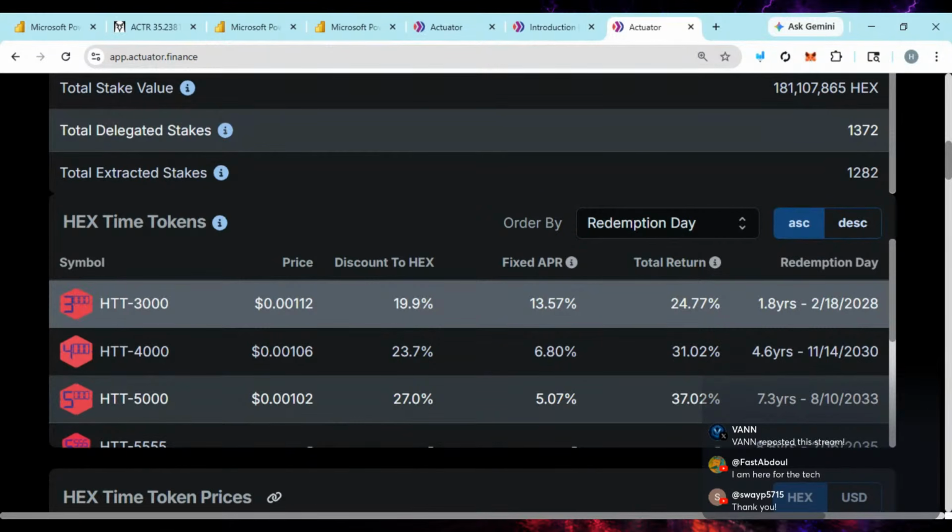And in crypto, some of these numbers are usually so close together, maybe it doesn't matter, but the discount, when we do the math on it, is about 19%. So we know that day 3000 is 1.8 years away, a little bit less than 2 years away, February of 2028. On day 3000, 1 HTT will be 1 HEX, because whether the market values it at 1 HEX or not, you can come back to this protocol and redeem it for 1 HEX.